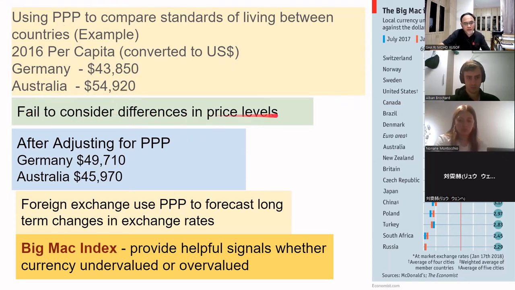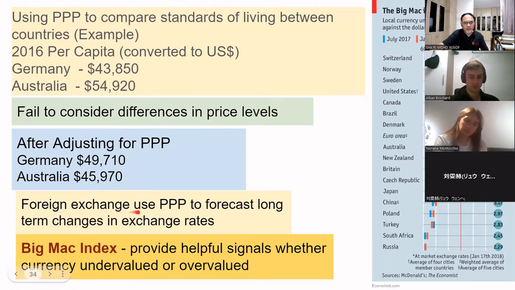But it fails to consider differences in price levels, whether it is cheaper or much more expensive. So after adjusting for PPP, in this case we think that Australia is actually better off than Germany, but after adjusting for purchasing power parity, you'll see that actually Germany has a higher per capita than Australia. Okay, so they use PPP to actually compare standards of living.